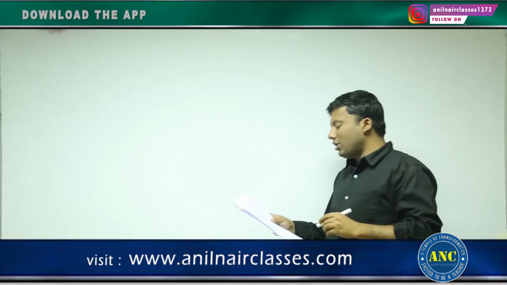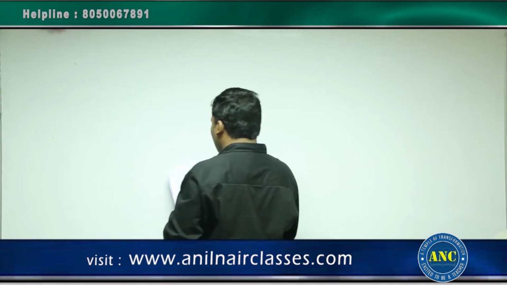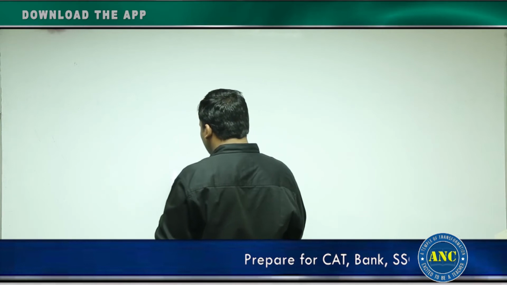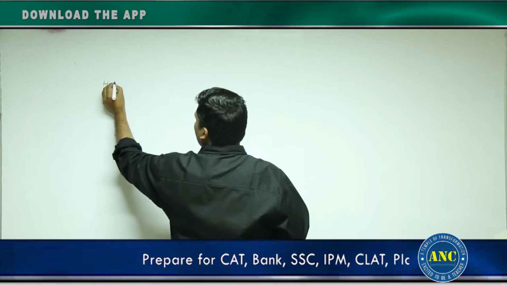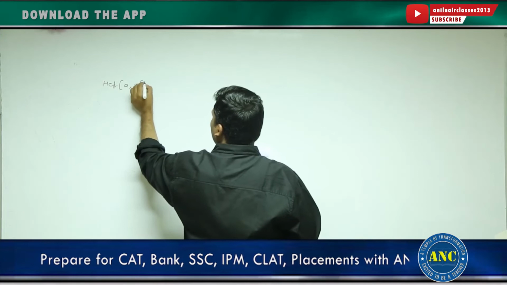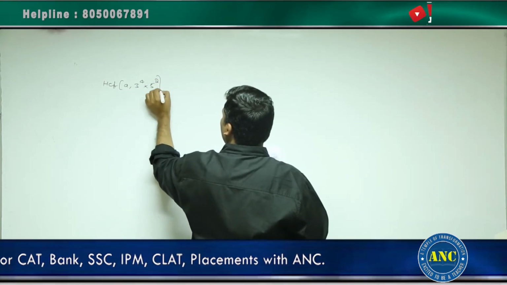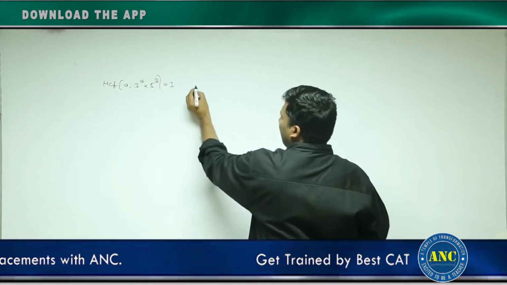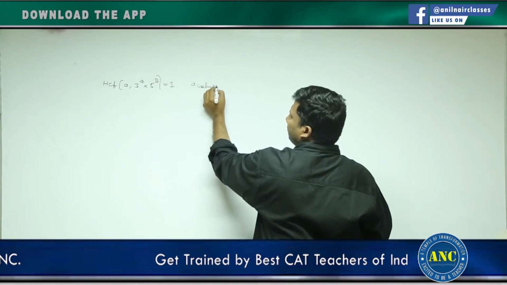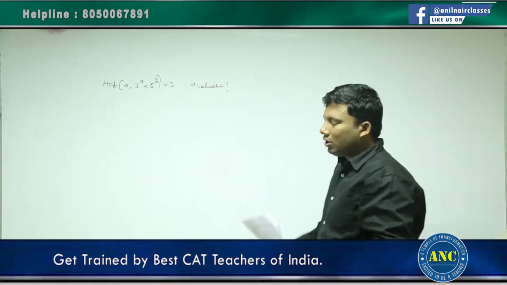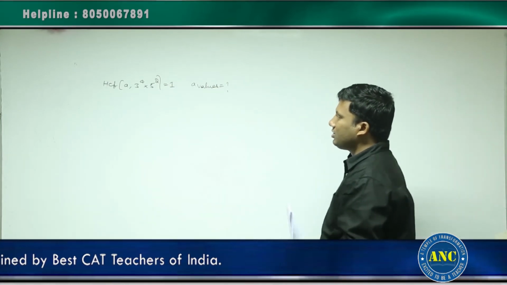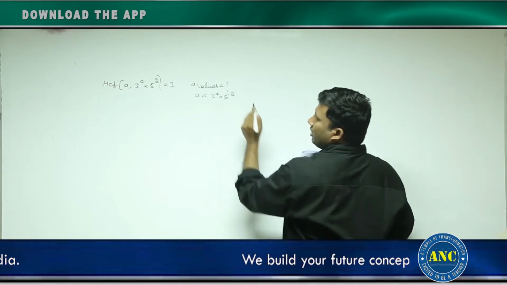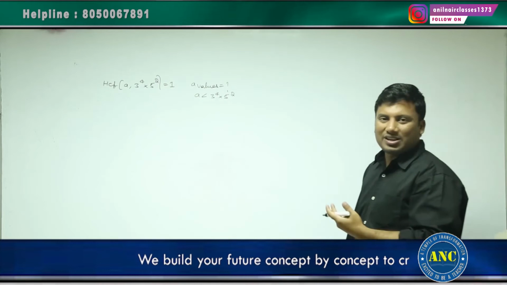60th. Find the number of natural numbers which are coprime to 3 power 4 into 5 square and less than it. That means HCF of A comma 3 power 4 into 5 square is 1. How many values A can take? How many natural numbers are less than 3 power 4 into 5 square and coprime to it?